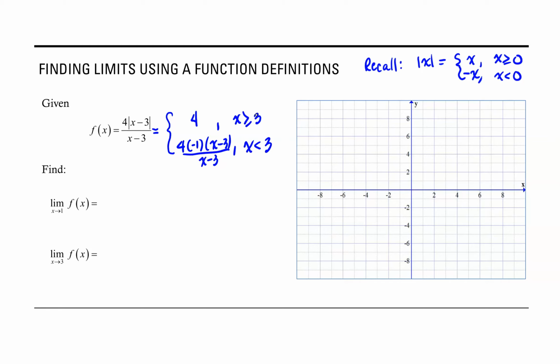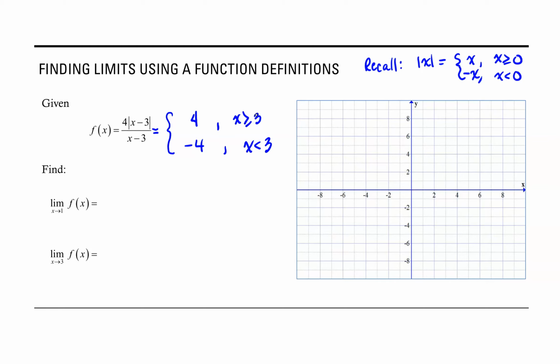And when I look at the function definition when x is less than 3, I see something similar occurring. x minus 3 over x minus 3 simplifies to 1. So this portion of the function should simplify to negative 4. So our original function of 4 times the absolute value of x minus 3 divided by x minus 3 can actually be simplified to piecewise form of 4 when x is greater than or equal to 3 and negative 4 when x is less than 3.